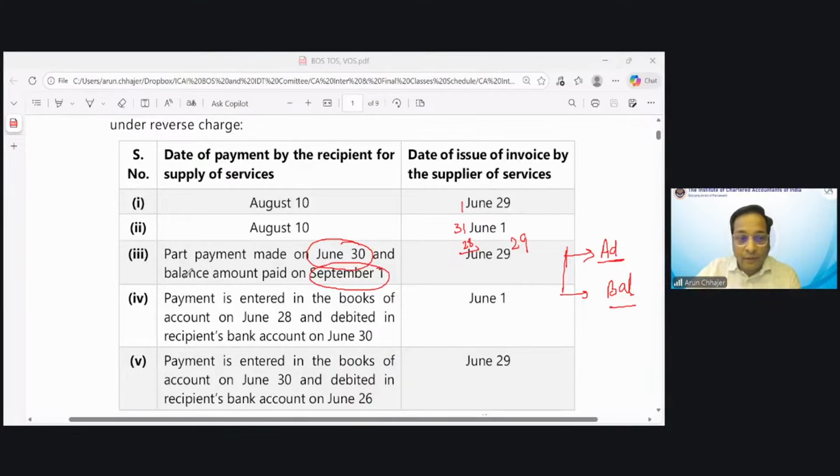So in this case, if the part payment is made on June 30, then what is the time of supply for the part payment? What is the time of supply for the balance payment? Please calculate and tell me.